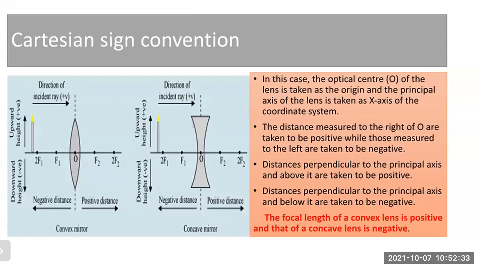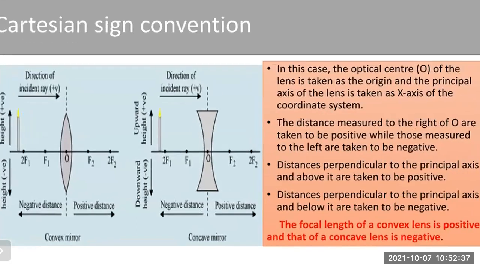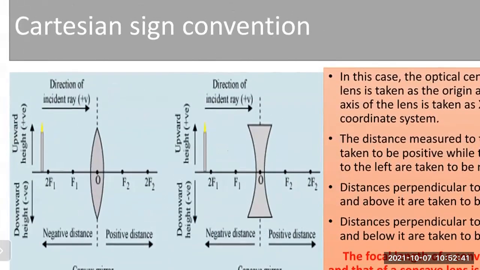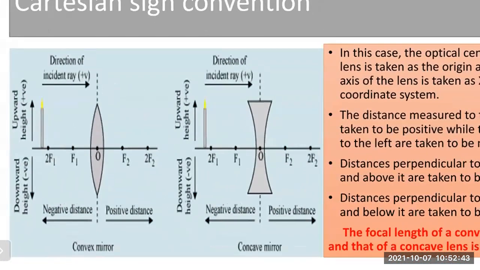In this Cartesian sign convention, first you need to understand this diagram. This diagram is shown for both the convex and the concave lens. You can see the principal axis is shown, then the convex lens is drawn, and the concave lens is drawn.